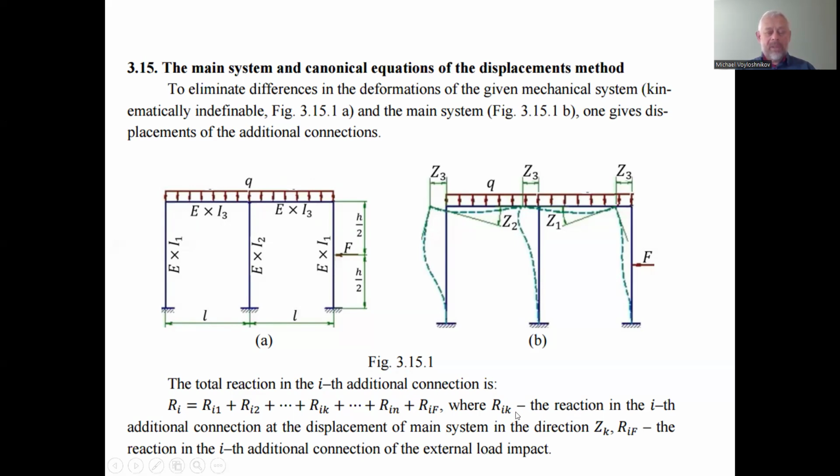First, let us consider the assigned mechanical system shown in figure 3.15.1 on the left, scheme A. This is a 3 times statically indefinable mechanical system. The system consists of 3 stands, 1, 2, 3, of the same material, so the modulus of elasticity is the same, and the transverse sections could be I1, I2, I3. These are the moments of inertia of the transverse sections of the stands, and we have two beams. They are connected here by the hinge.